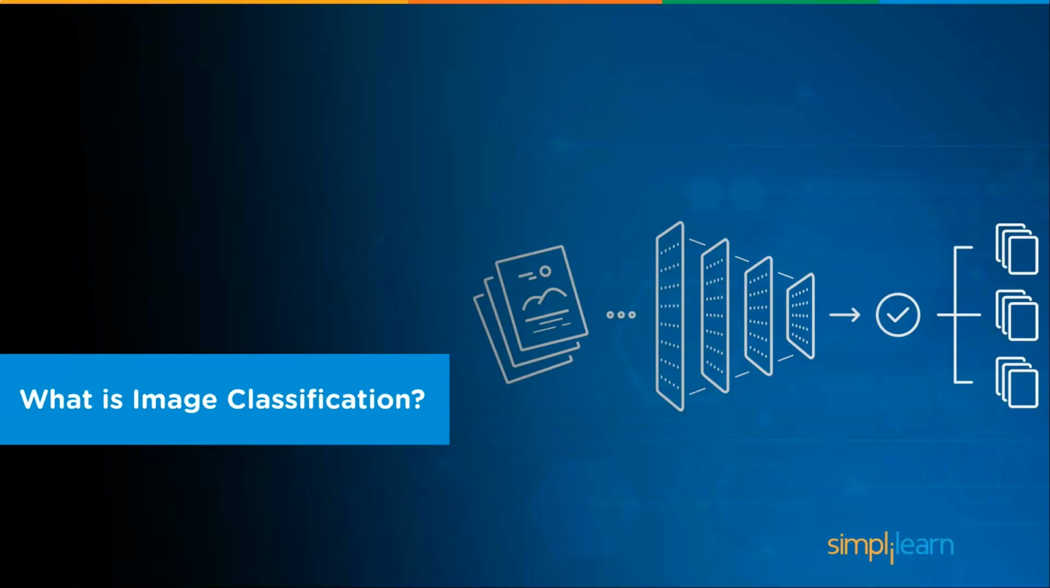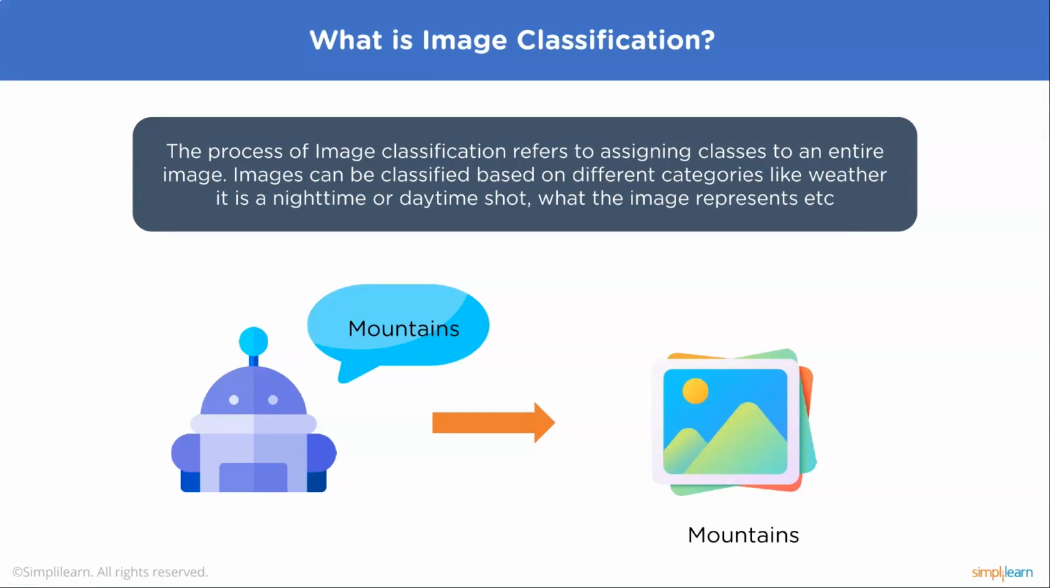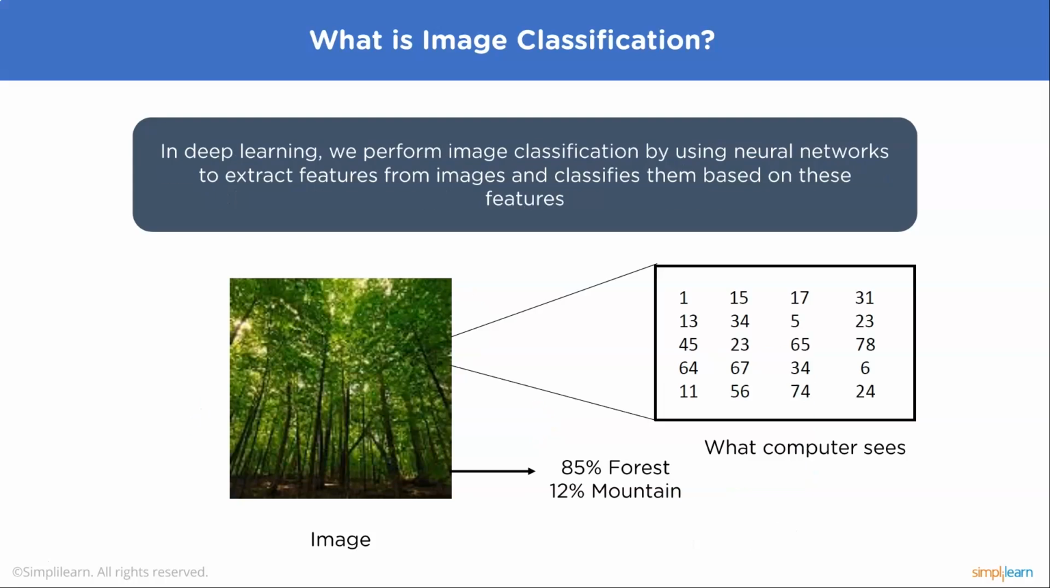What is image classification? The process of image classification refers to assigning classes to an entire image. Images can be classified based on different categories, like whether it is a nighttime or daytime shot, what the image represents, etc. And you can see here we have mountains. We'll actually be doing some pictures of scenery and stuff like that. In deep learning, we perform image classification by using neural networks to extract features from images and classify them based on these features. You can see here where it says what the computer sees, and it says, oh yeah, we see mostly forest, maybe a little bit of mountains because of the way the image is.